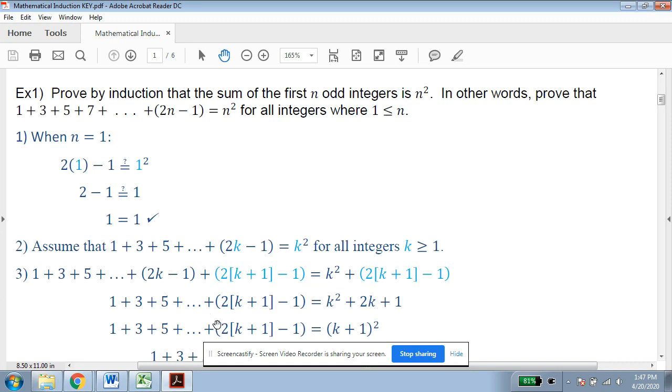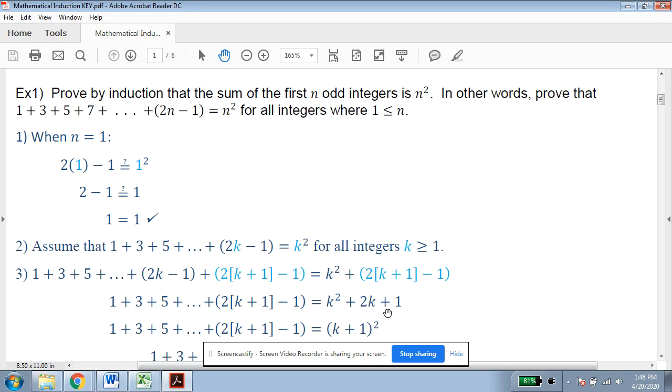Then on the left side, this means my original pattern just goes up to k plus 1 instead of stopping at k. On the right-hand side, I need to combine and simplify this. So 2 distributed into the k plus 1, 2 times k is 2k. 2 times 1 minus 1 ends up being 2 minus 1, which is 1.